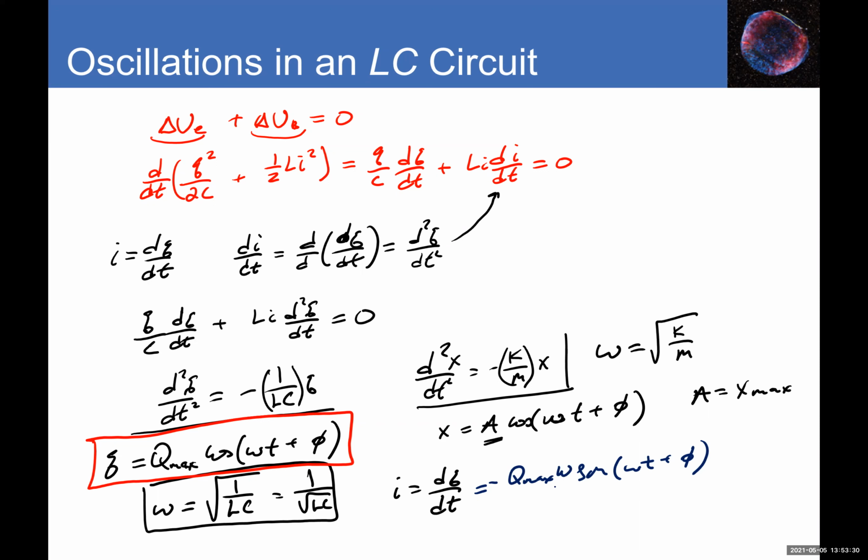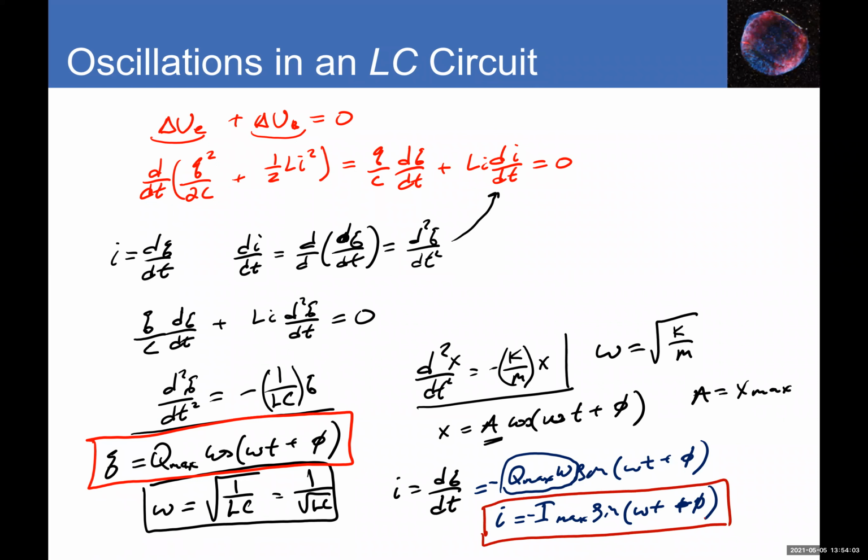That means I can say I as a function of time equals, where I can take q max times omega to be my maximum current amplitude, negative I max sine of omega t plus phi. That means this is basically my I max, omega times q max. All right, so this is the solution for the time-varying charge and time-varying current in the LC circuit.